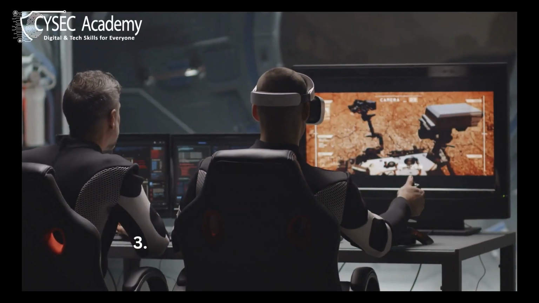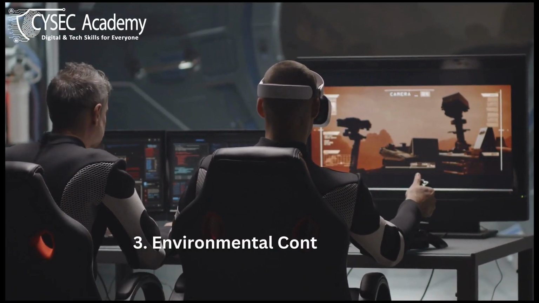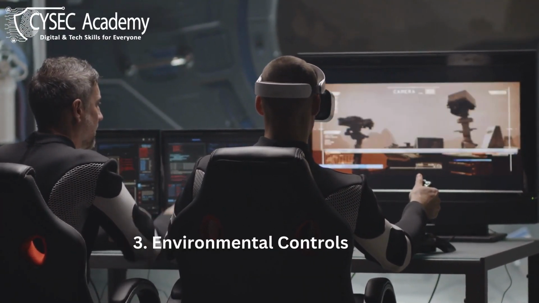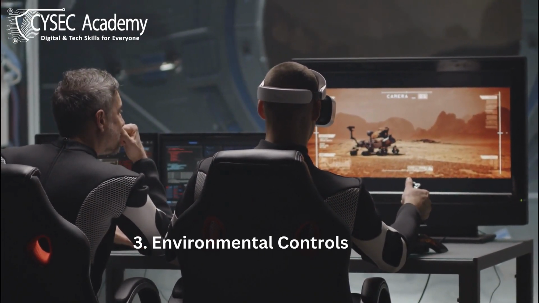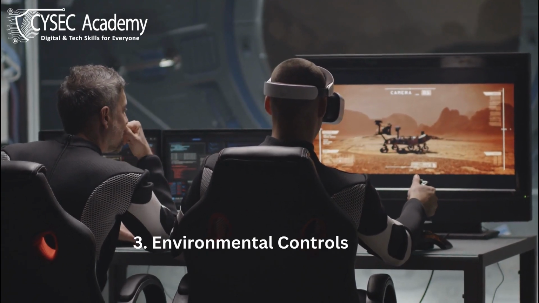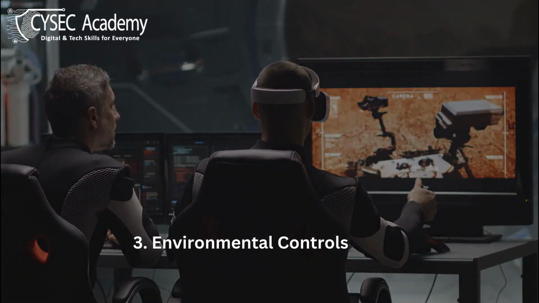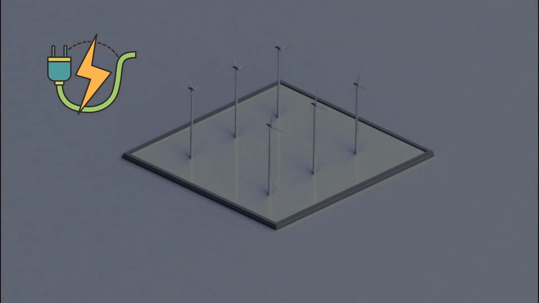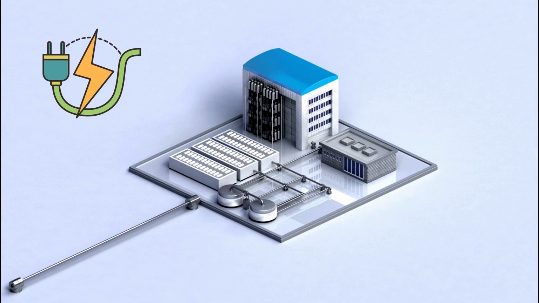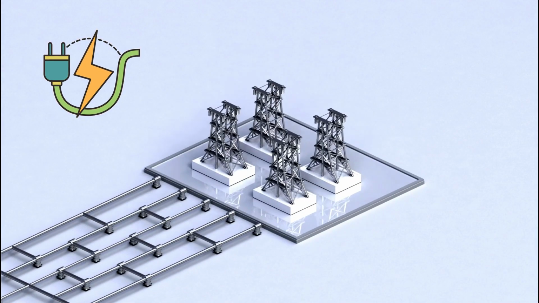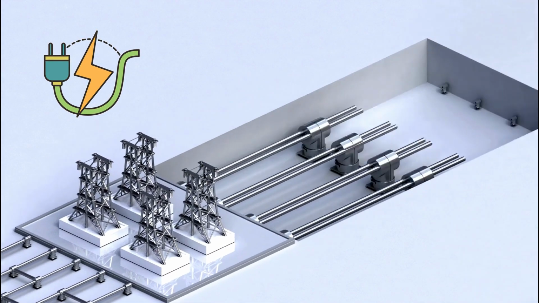For instance, surveillance footage might be reviewed after a break-in to determine how the intruder gained access and what was compromised. 3. Environmental controls. Physical controls also include measures to protect equipment from environmental hazards, such as fire suppression systems, temperature control, and backup power supplies. For example, data centers often have redundant power supplies and climate control systems to prevent overheating and ensure continuous operation in the event of a power outage.